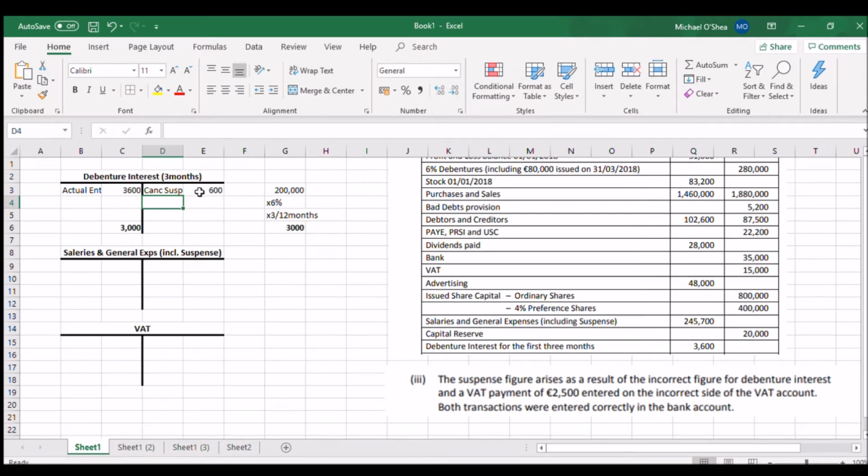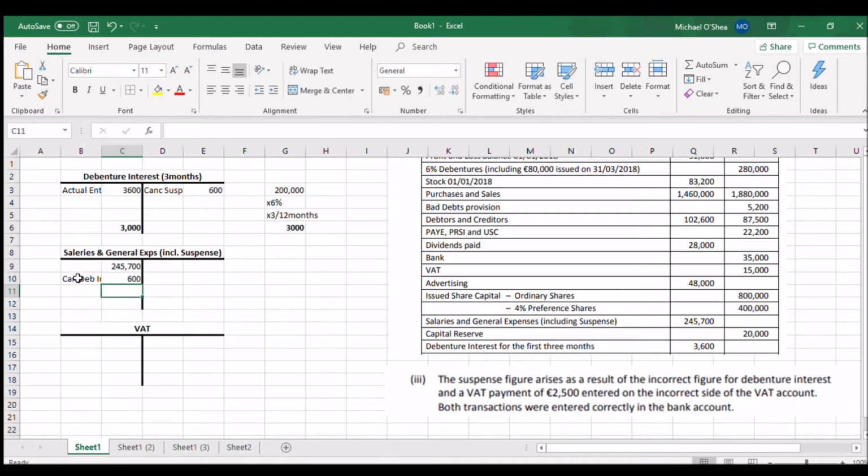The suspense figure is going into salaries and general expenses. We can see that's a debit side figure of 245,700. This is my salaries and general expenses account, so I'm going to put in 245,700. I'm going to add in the cancel suspense, because it was on the credit side of the debenture interest account, so it's going to be on the debit side of the salaries and general expenses. So cancel debenture interest, cancel DEBINT, and the figure is 600.